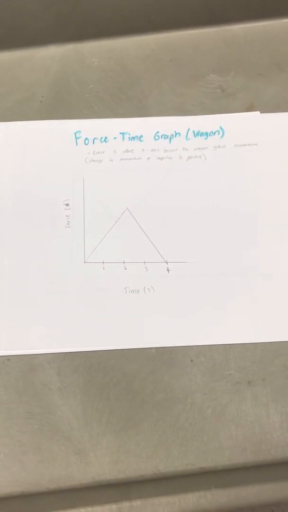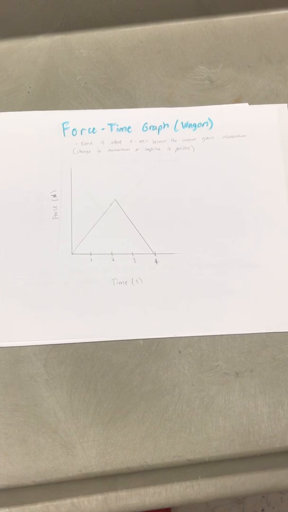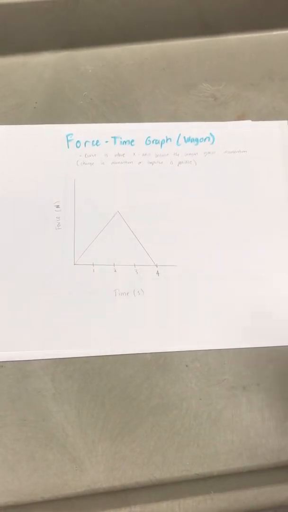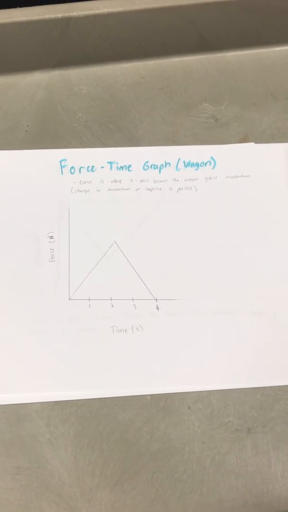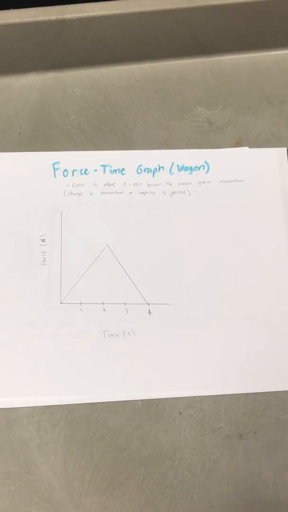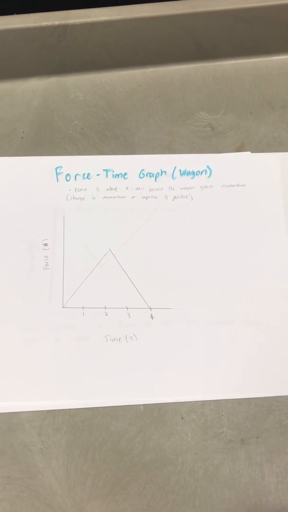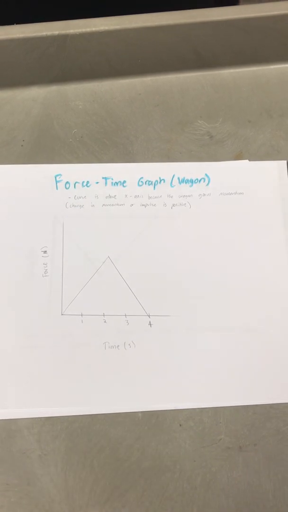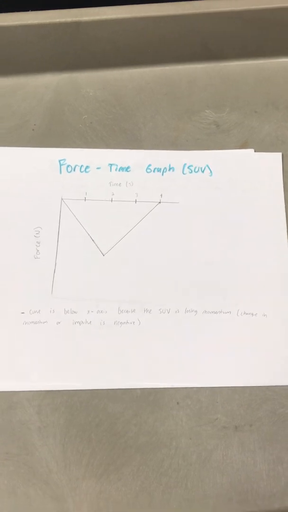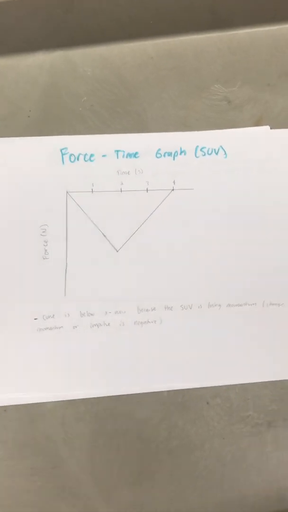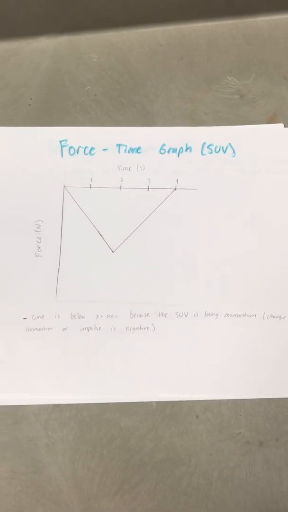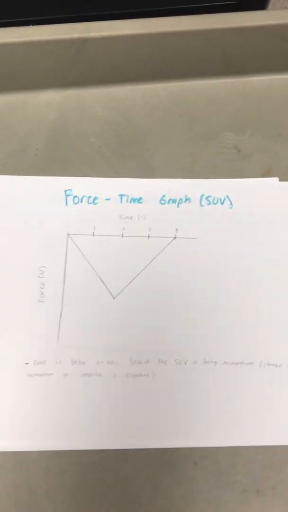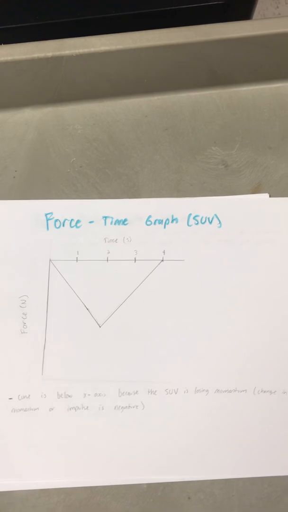Looking at the force time graph of the wagon, we can see that the curve is above the x-axis, because when the wagon is stationary and then the SUV collides with it, the wagon is gaining momentum that it didn't have before the collision. For the force time graph of the SUV, the curve will be below the x-axis because the SUV is losing momentum, meaning the change in momentum is negative.